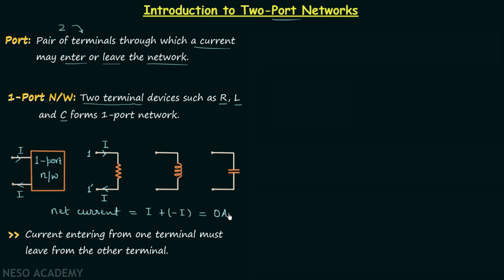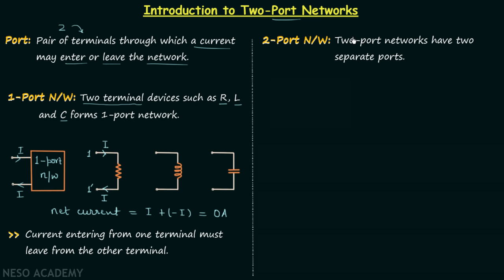Now we will have a discussion on two-port networks. Two-port networks have two separate ports, and we give the input at one port and we get the output from the other port. Here this black box is representing the two-port network. We have two ports, and let's say this terminal is terminal 1, this terminal is terminal 1 prime, this terminal is terminal 2, and this terminal is terminal 2 prime. And the voltage across terminal 1 and 1 prime is equal to V1. And the voltage across terminal 2 and terminal 2 prime is equal to V2.